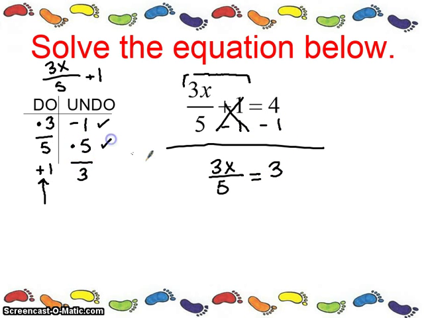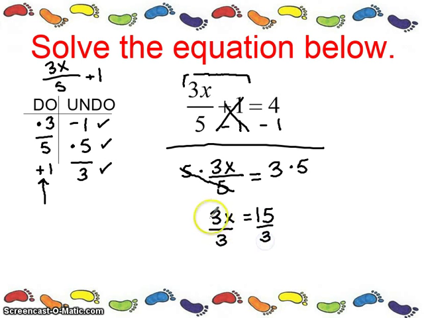Now we're going to multiply each side by 5. 5 divided by 5 is 1. So I get 3x equals 3 times 5, which is 15. Last step, divide each side by 3. 3 divided by 3 is 1. 1 times x is x. So we get 15 divided by 3, which is 5.